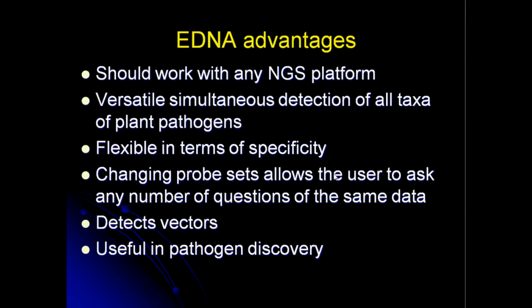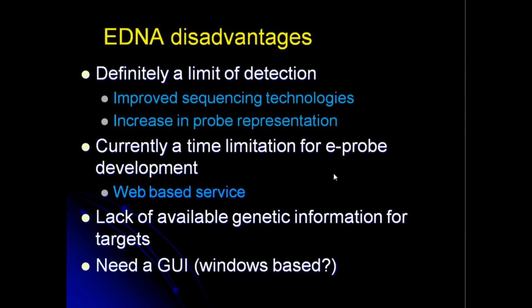You can look for genetic modifications. You can look for human pathogens on food. You can detect vectors, and it's useful in pathogen discovery. These are all valuable things. But there's certainly some things that are limiting to us at this point in time.